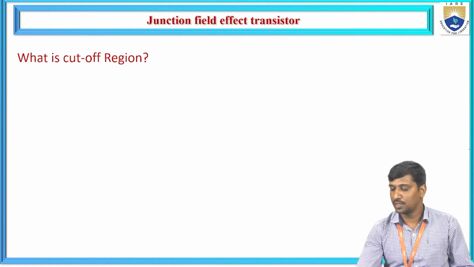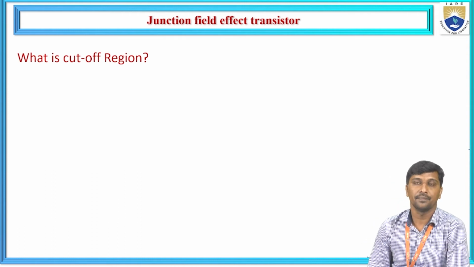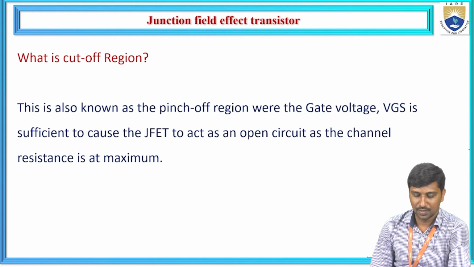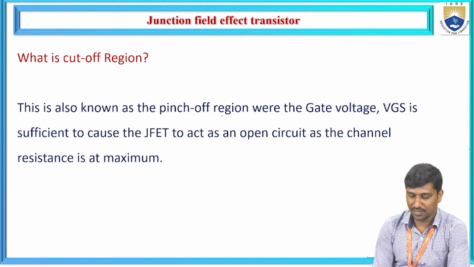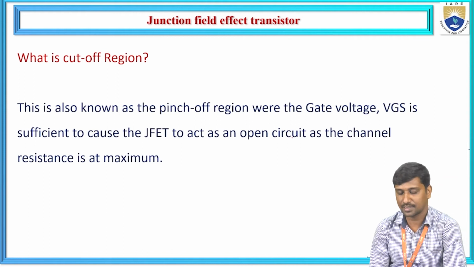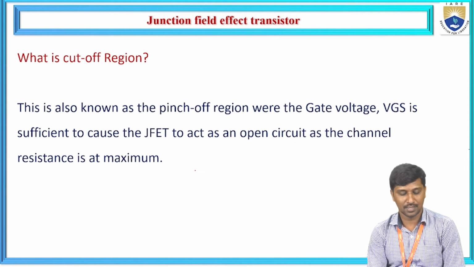Now define what is the cutoff region. There is no conduction in the field effect transistor in this state, and that is called the cutoff region. This is also known as the pinch off region, where the gate voltage is sufficient to cause the JFET to act as an open circuit, as the channel resistance is at maximum.